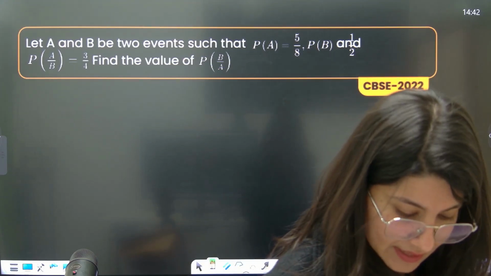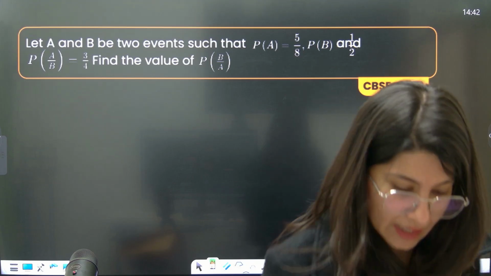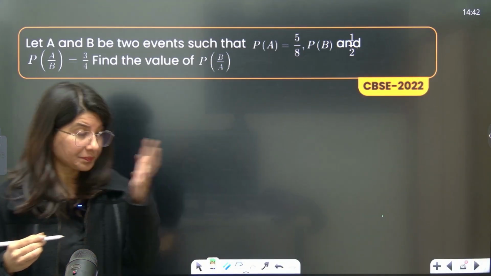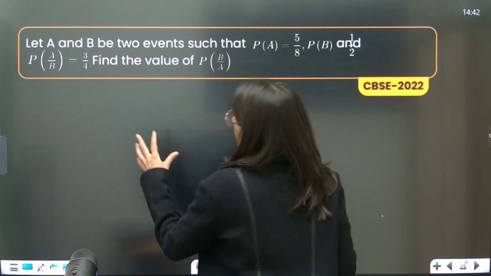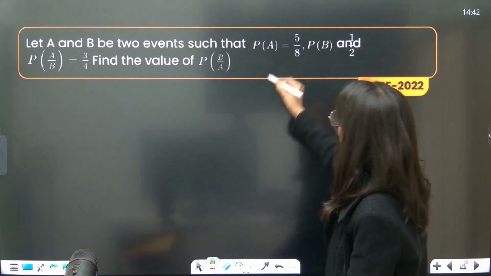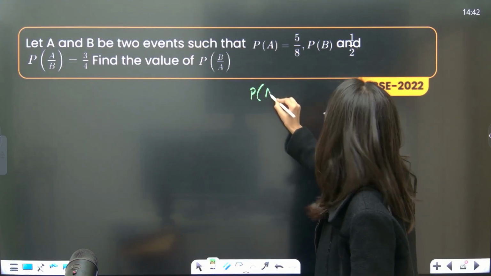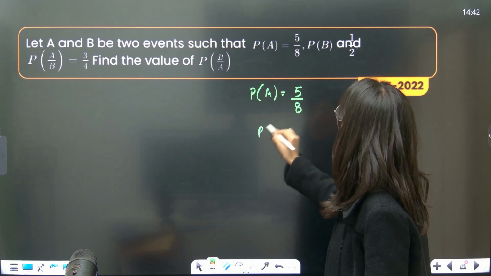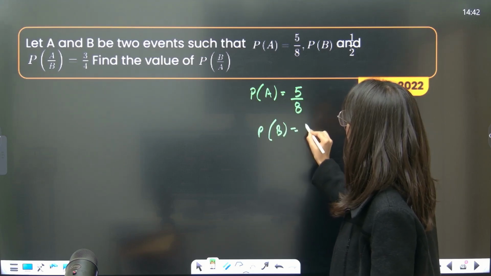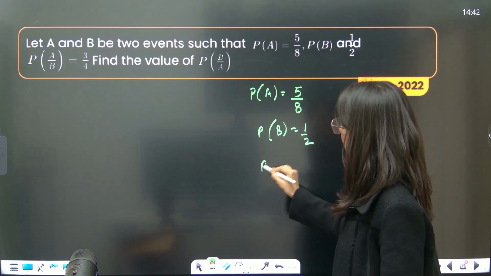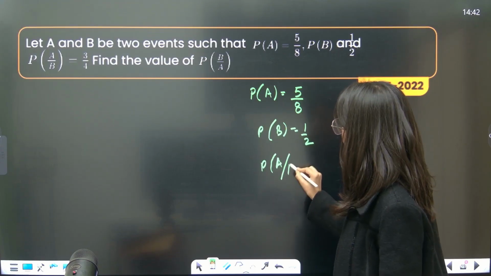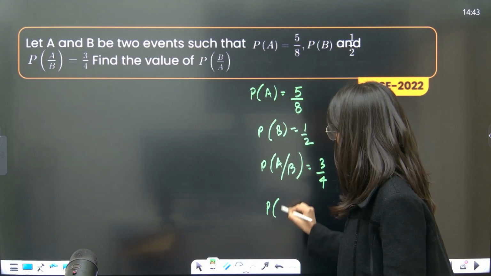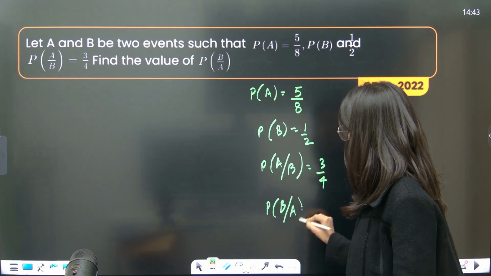Now I think you can actually do this one. A and B are two events such that the probability of A is given. First of all, if you do not know anything, just note down everything. Probability of B is given as 1 by 2. Some misprint is there. Then probability of A given that B has already occurred is 3 by 4. Then what they are asking is the probability of B given that A has already occurred.